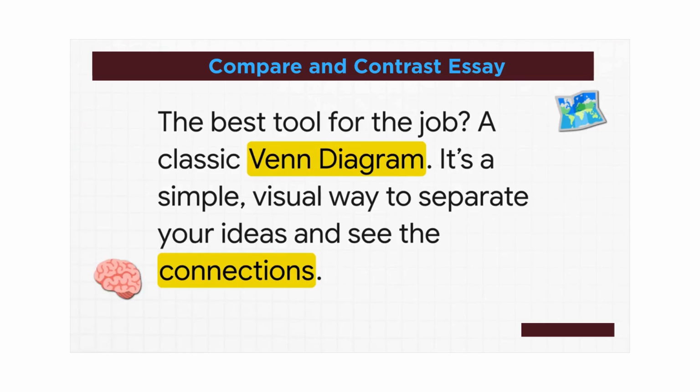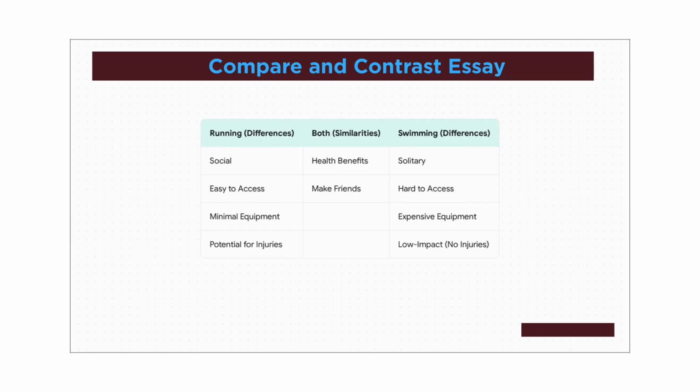And you know what? A fantastic place to start is with the good old Venn diagram. Seriously, it's such a simple, visual way to sort out your ideas. You put the differences in the outside circles and the similarities right there in the middle where they overlap. It just makes sense.